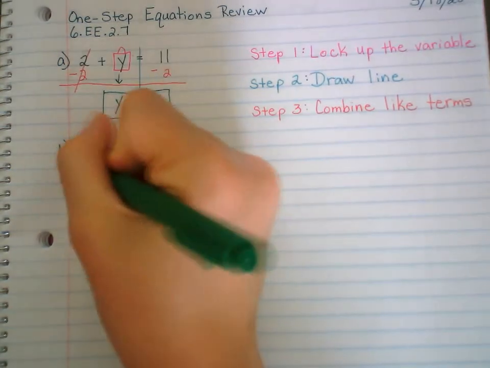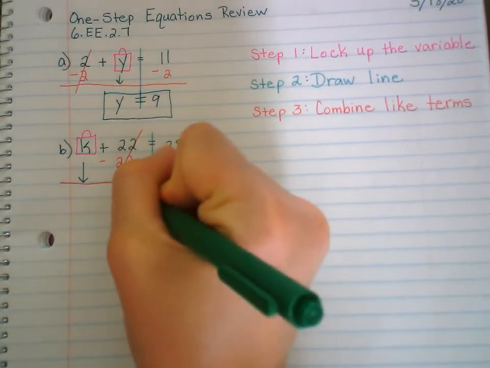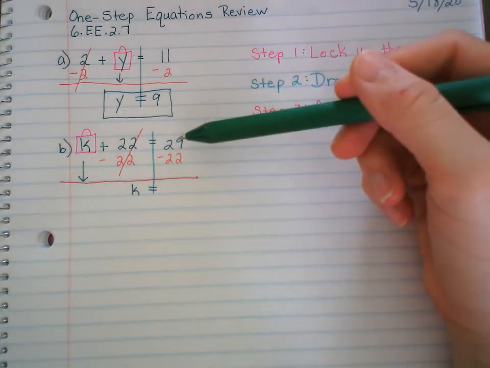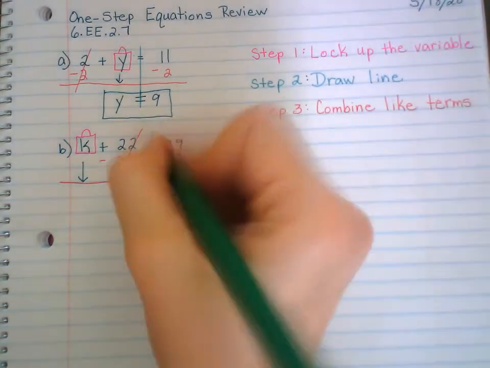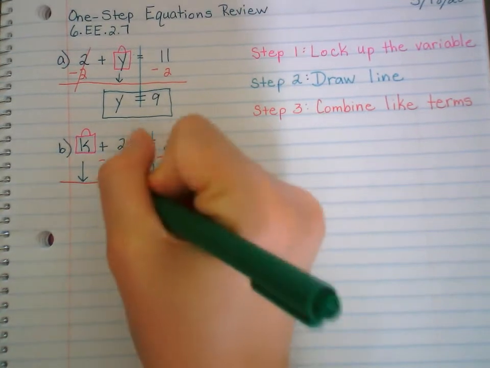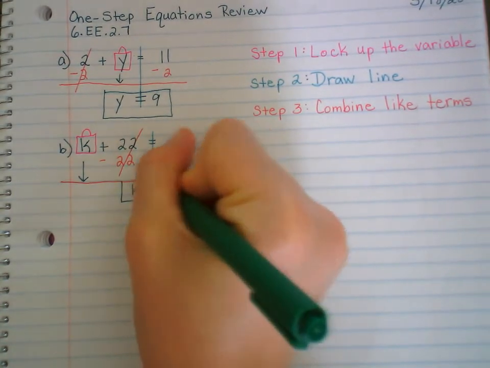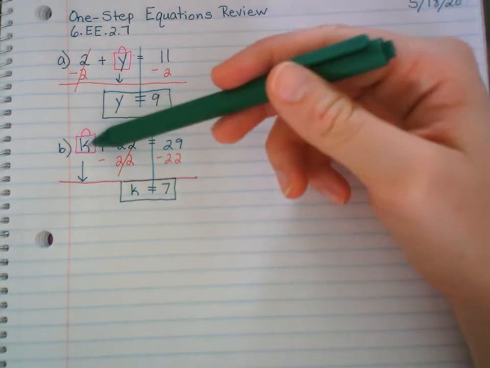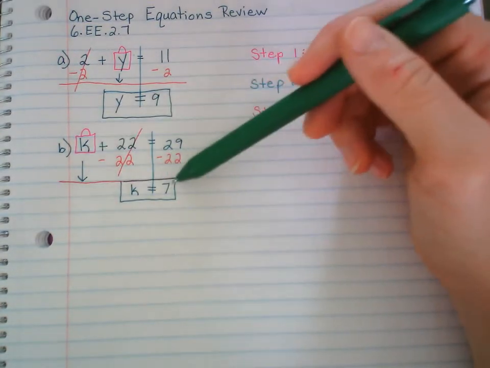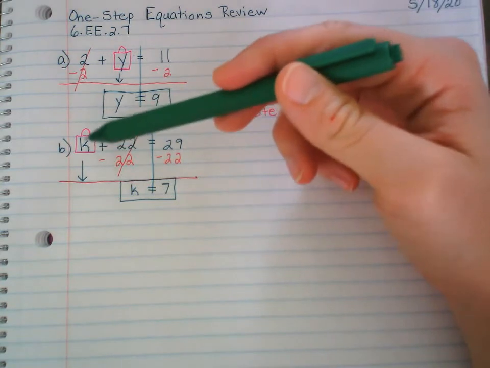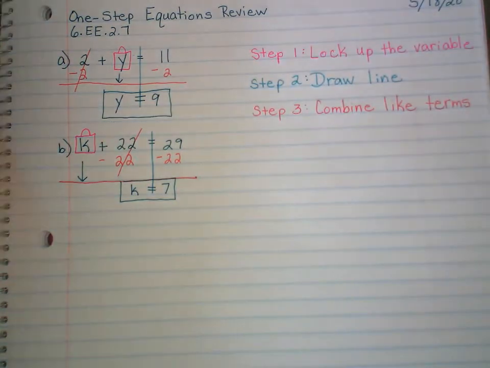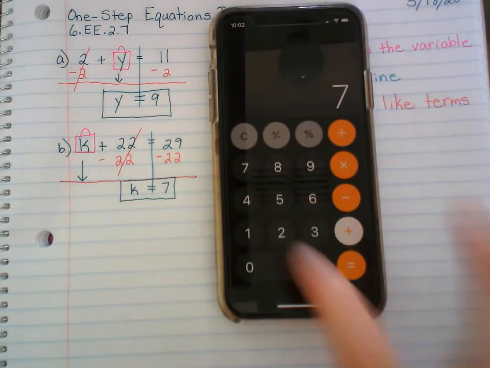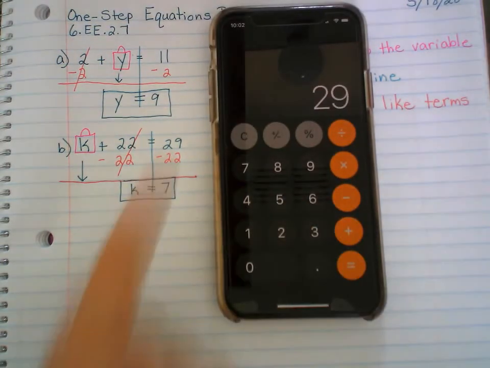So we bring down our k, bring down the equal sign. 29 minus 22, 7. And remember, you can plug it in and check it. Because k equals 7, we plug in 7 for k. 7 plus 22, let's check. 7 plus 22, yep, 29.